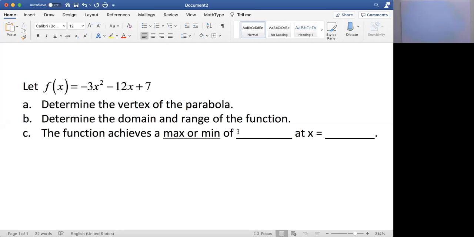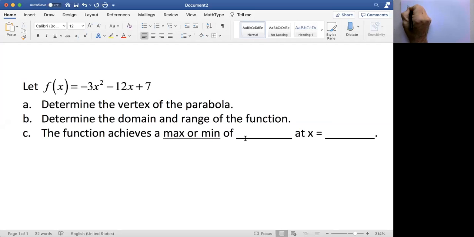So this question gives us a function f of x is negative 3x squared minus 12x plus 7. We want to determine the vertex of the parabola and determine the domain and range of the function, as well as determine whether it achieves the minimum or max of something at some x value. So let's take a look at it.